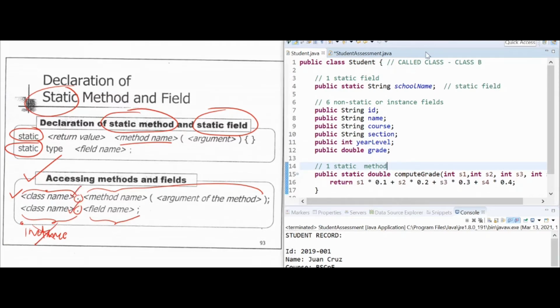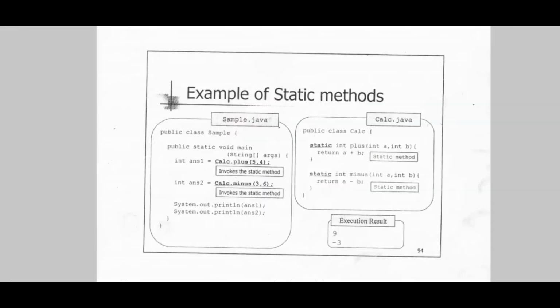Just like in our example here, this is a static field. We have the static modifier or keyword placed before the data type of the static field, school name for student. And for the static method, we also put the static modifier or keyword before the return value of the method.